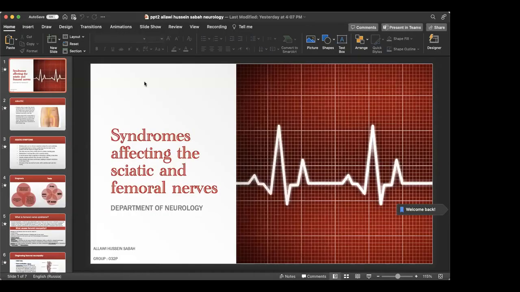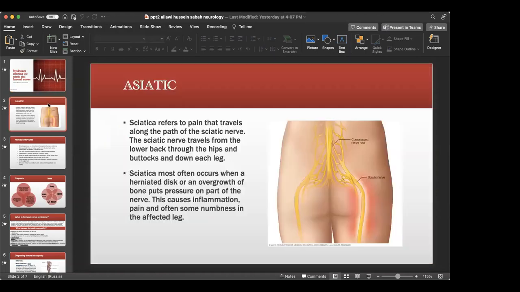So my presentation is about syndromes affecting the sciatic and femoral nerves. Sciatica refers to pain that travels along the path of the sciatic nerve.